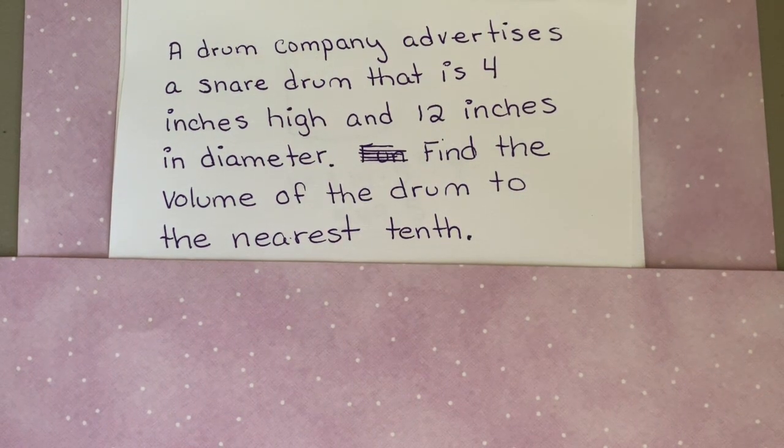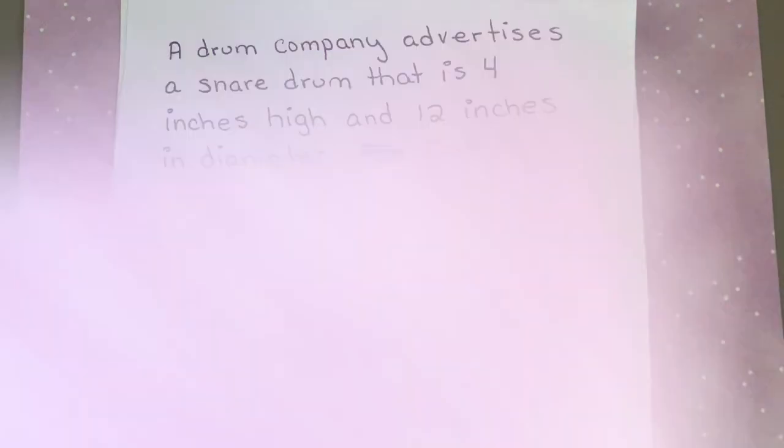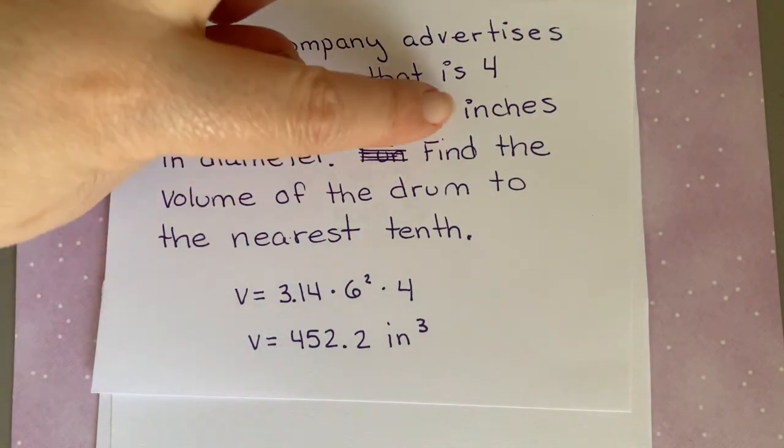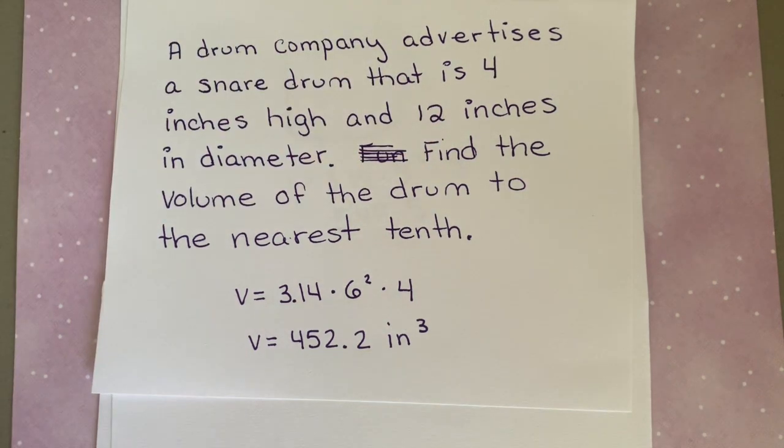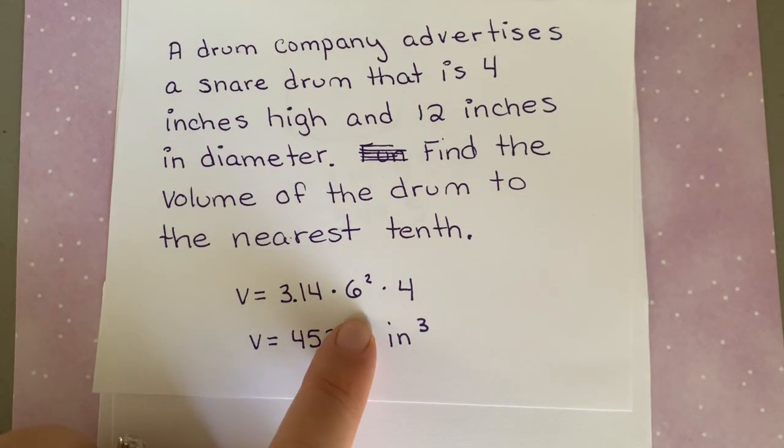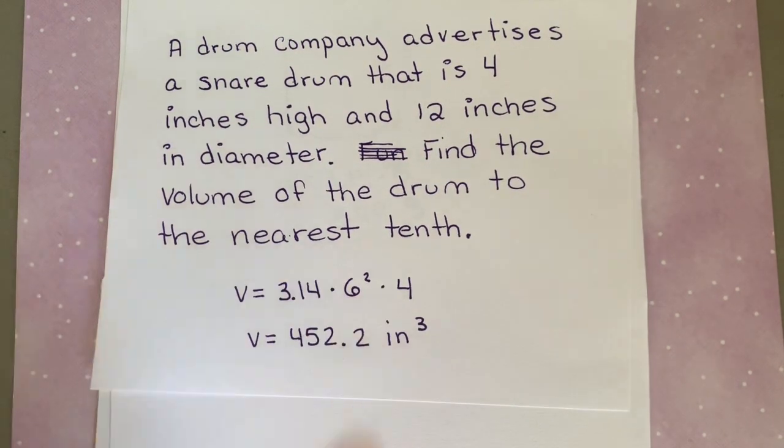One more word problem for the day. A drum company advertises a snare drum that is 4 inches high and 12 inches in diameter. Find the volume of the drum to the nearest tenth. And this one, did you catch that it gave you the diameter instead of the radius? So you would have had to divide that in half to get the radius. And then your final answer was 452.2 inches cubed.